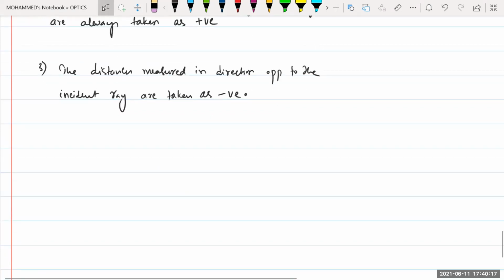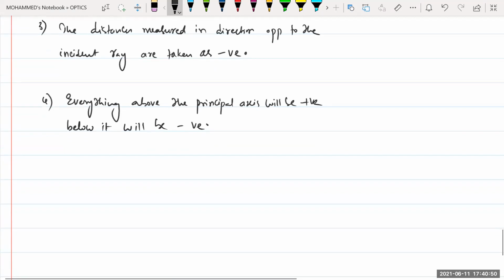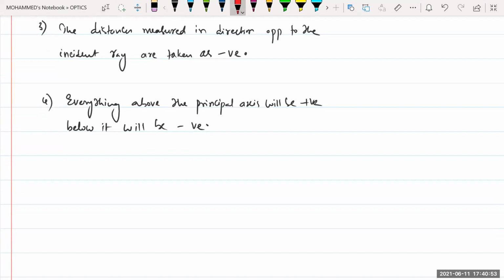Everything above the principal axis will be how much, beta? Positive. Below it will be negative. That is about the basic sign conventions you need to remember. Clear?